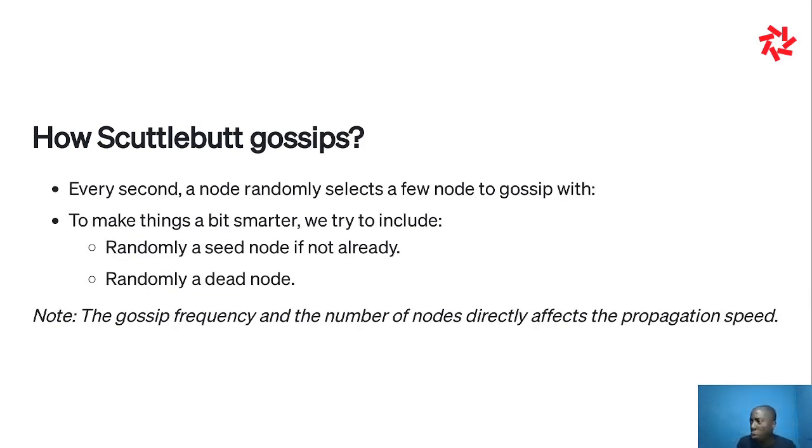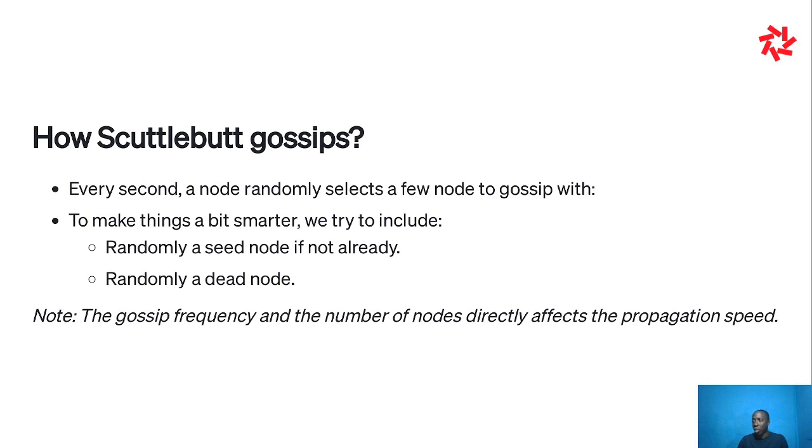So how does Scuttlebutt gossip? For the case of the Scuttlebutt implementation, it is usually every second, but you are always allowed to tweak it in milliseconds or even more fine-grained. This affects the frequency of gossip and definitely affects your propagation speed. So it's really good to experiment for your use case. But right now we do it every second.